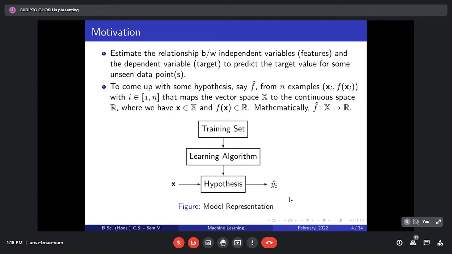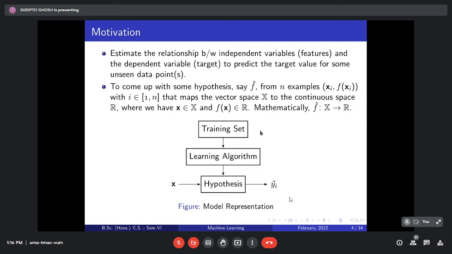Mathematically, we will have to come up with some F hat that maps the feature vector space. If X is only a single feature, we will have just a real value. And if we have two features, then we have R square, that means the 2D real space. So we will have some feature one and feature two for each, but then we will again try to come up with one single real value. So that is why X to R.